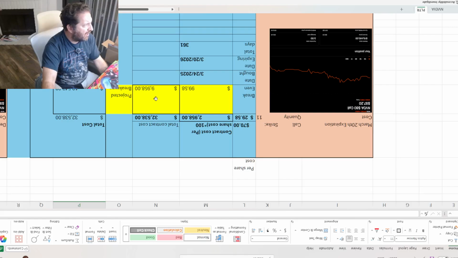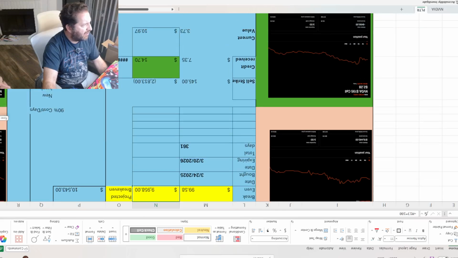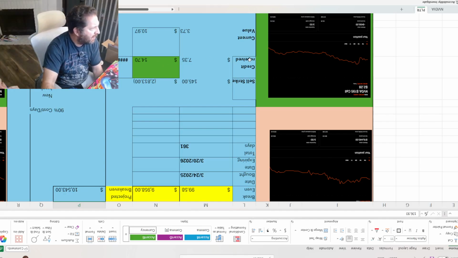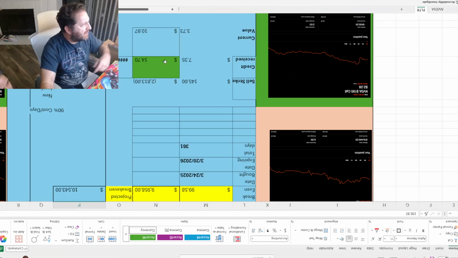So projected break even. Okay, projected break even should be today's share price. Where's that? Current share price. This has to change. No, that's right. 190, 136. Okay, that's good. Credit received. Now we need to go back to the one where... Make sure you have the Palantir. Yeah. Palantir 145, 735. That's good. What is this?